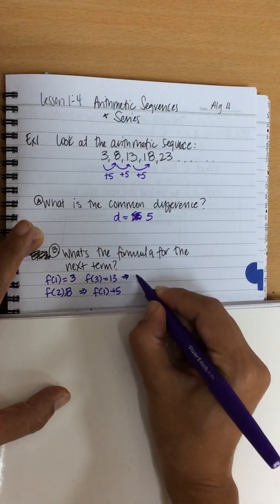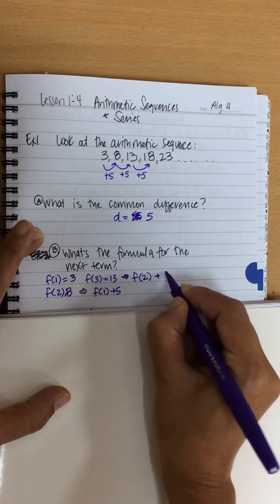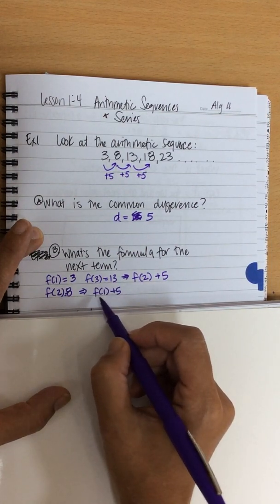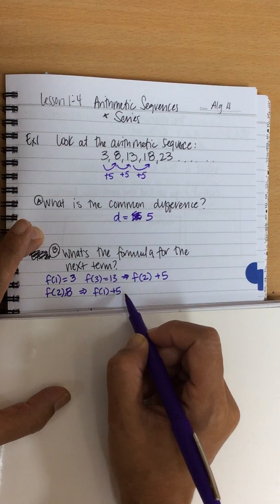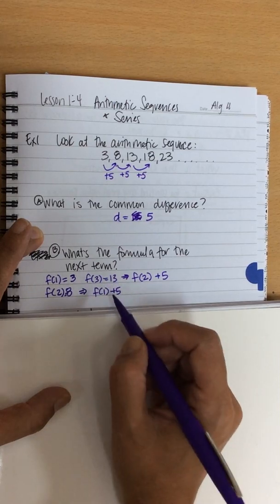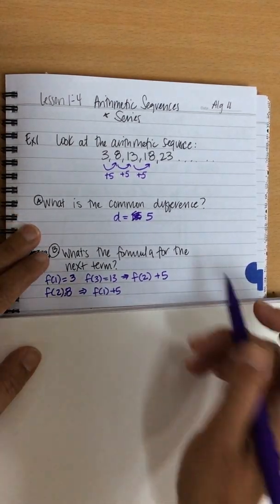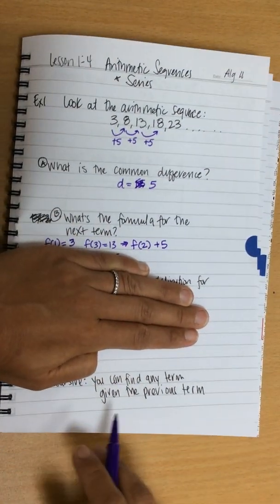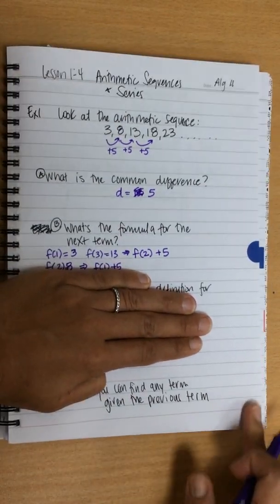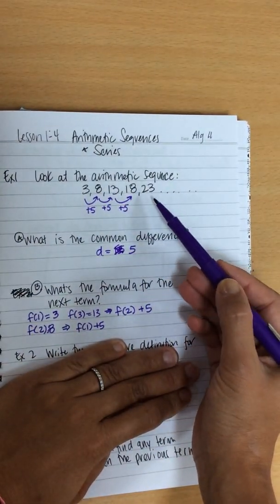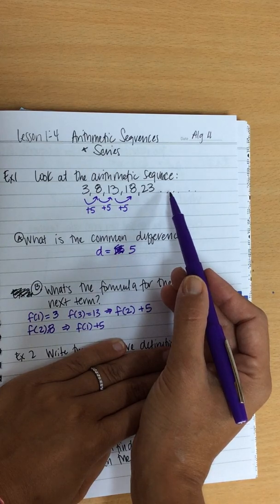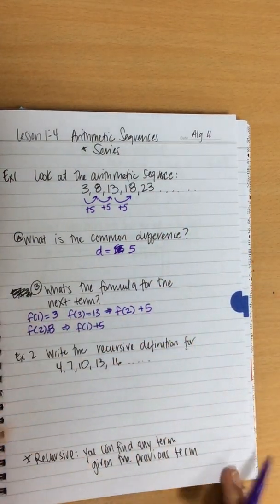Same thing for the third term. That's just going to be f of 2 plus 5. So for each term, I can just say my pattern to find the next term is to take the previous term and add 5, right? Hopefully that's not too confusing, right? So this is called a recursive definition because recursive means that you can find any term given the previous term. So as long as I know the last term, I can find the next one. I could take this same formula to find the sixth term: I would just take the fifth term and add 5, right? So that's what recursive means.